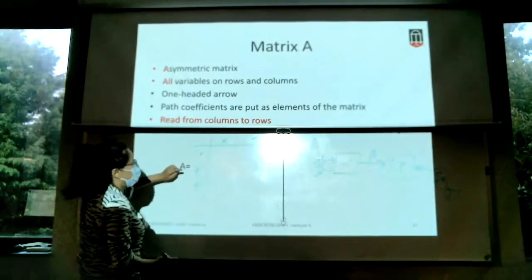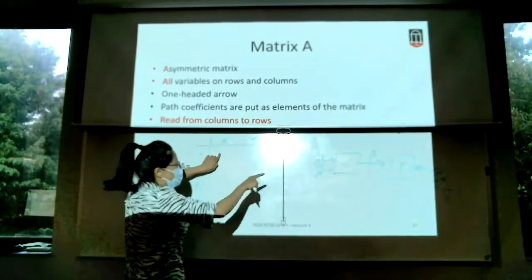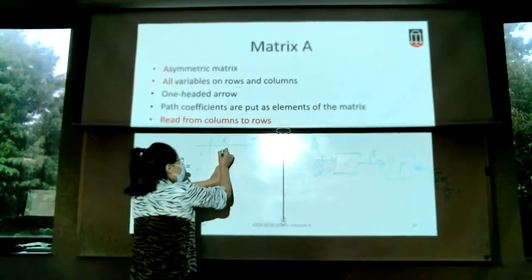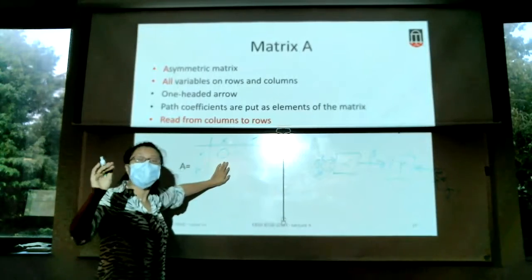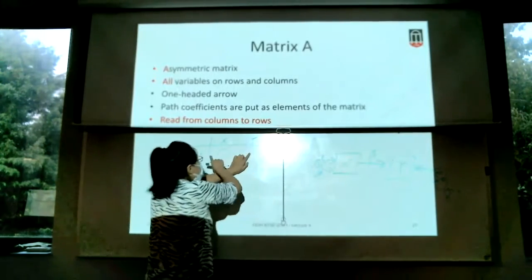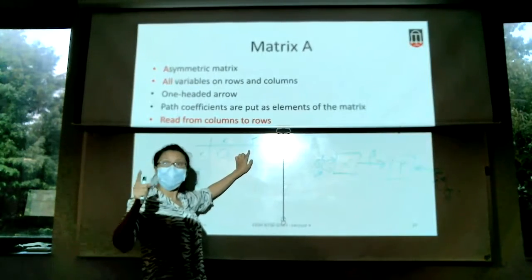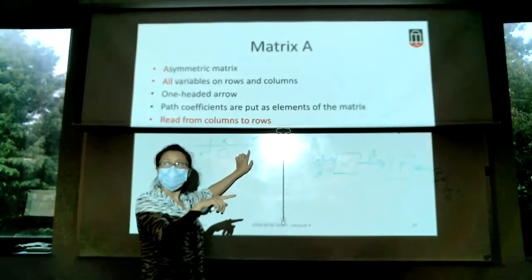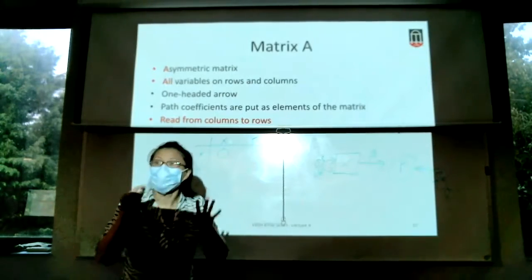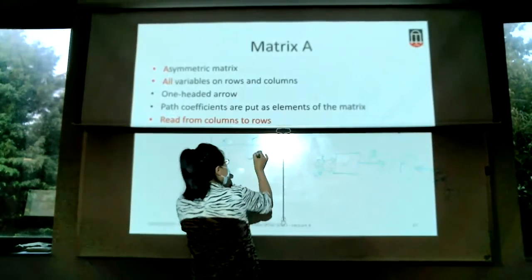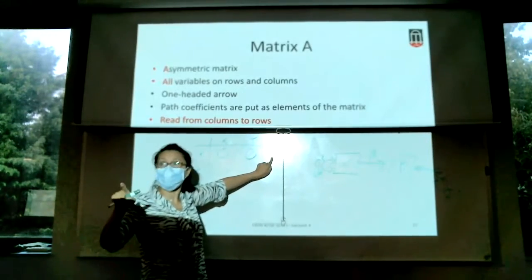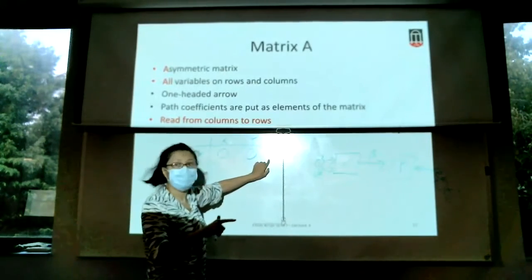Now let me ask you, from x to x, is there any single-headed arrow? No. If there's no single-headed arrow, just put a 0. From y to x, is there any single-headed arrow? No, 0. From e to x, is there any single-headed arrow? No.